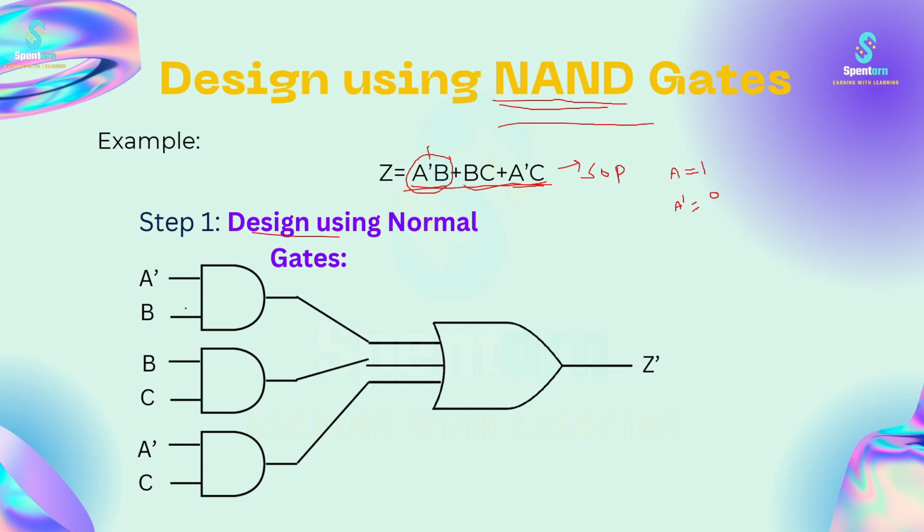Now from this AND gate I will be getting A bar B, right? Similarly I will be getting BC here, and A bar C here. Now I want to add these three. If you look at this plus sign, that means we will be using an OR gate here. So with this one OR gate, I will be getting Z here. It is not Z bar, it is actually Z. So we'll be getting Z here, right? So let's move to the next slide. This is step one actually.